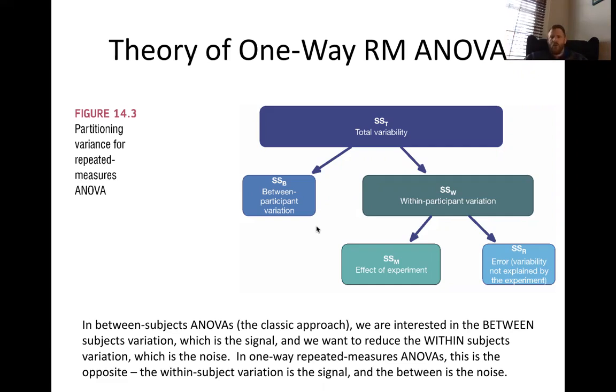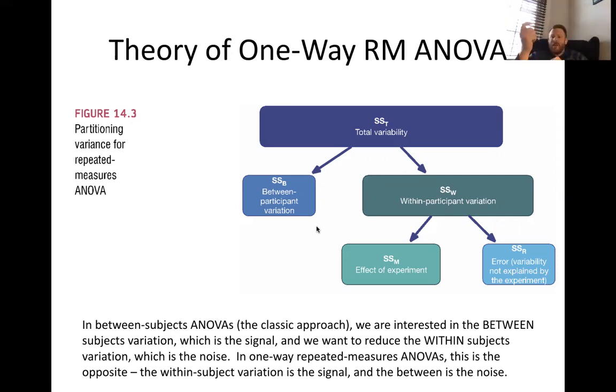That's a classic one-way ANOVA. In that design, we're interested in the between subjects variation. And we assume that we're interested in the between groups variation, and that the within groups variation is actually error, random noise. So there's some variability within the group, but that's considered error. What we're really interested in is the variability between groups. So that's kind of the classic approach.